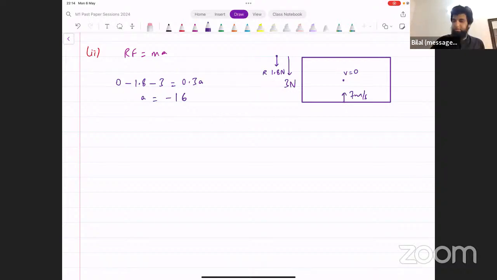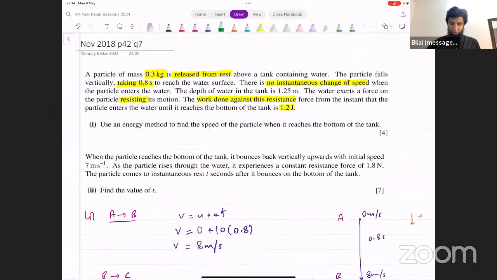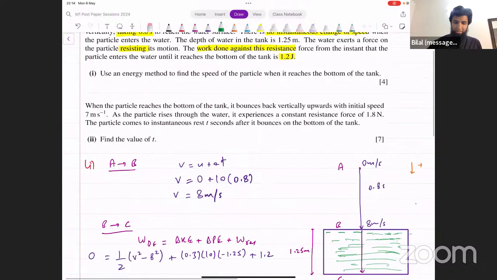Now, when the value of A is minus 16, what we have is that the initial velocity was 7, acceleration is minus 16, and the final velocity when the particle comes to instantaneous rest, what's that? The final velocity is 0, right? The final velocity is going to be equal to 0. So let's use this to find what we're looking for. We're looking for the time it takes from the bottom of the container to the top here. Let's see what that turns out to be.